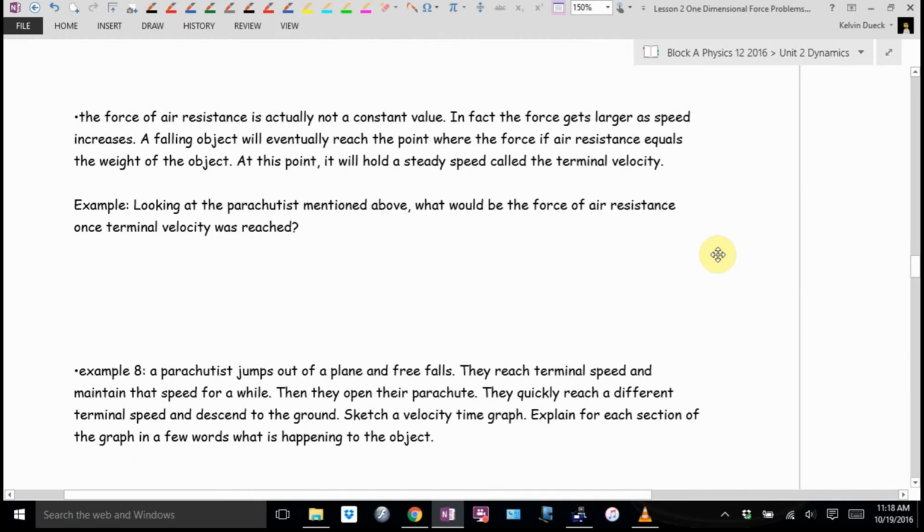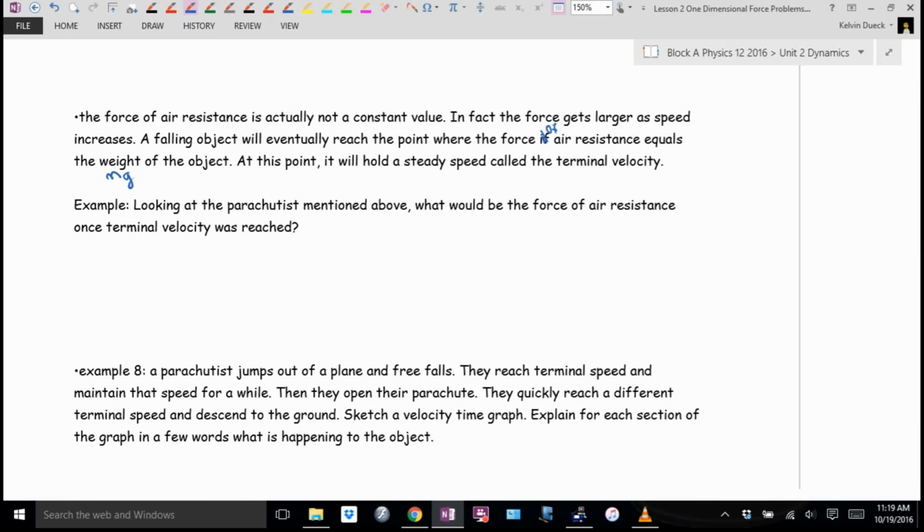The force of air resistance is actually not a constant value. In fact, the force gets larger as speed increases. So a falling object will eventually reach the point where the force of air resistance equals the weight. And remember, weight is a synonym for mg of the object. At this point, it will hold a steady speed that we call terminal velocity.